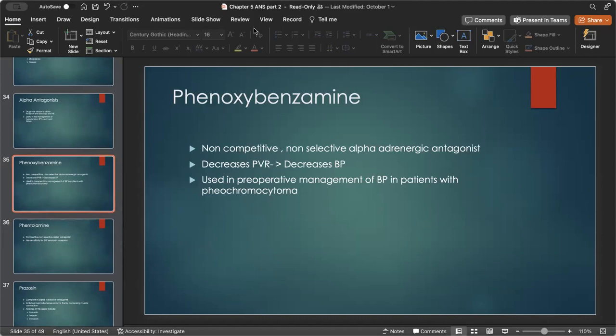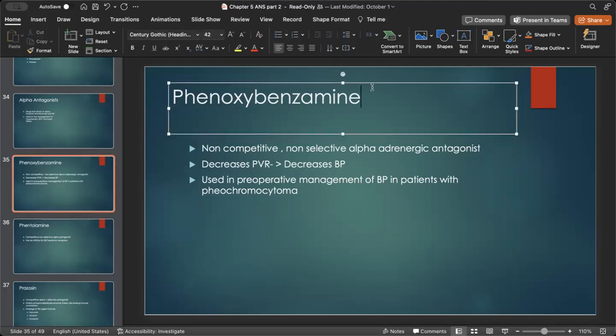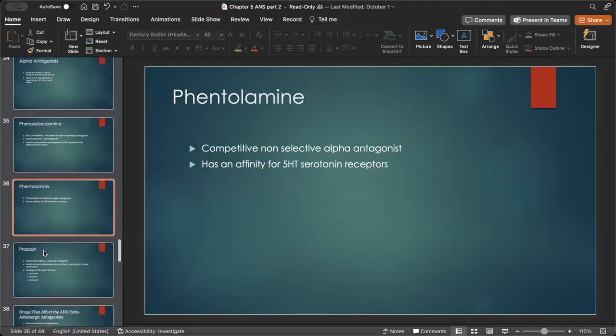It's also used in preoperative management of patients with pheochromocytoma, which is basically a tumor that causes sympathetic stimulation. In other words, this tumor causes increased heart rate and increased blood pressure. So because of that, we give this medication because it's going to counteract those effects by reducing the heart rate and reducing the blood pressure. So that's why it's really important, and that's why it's used to decrease blood pressure.